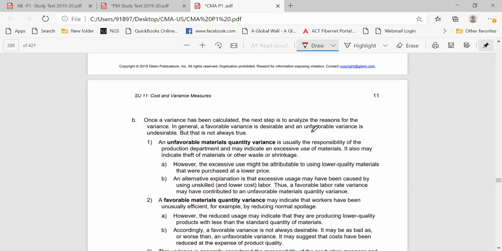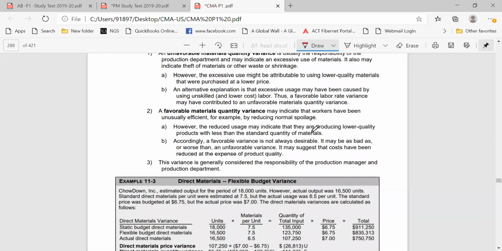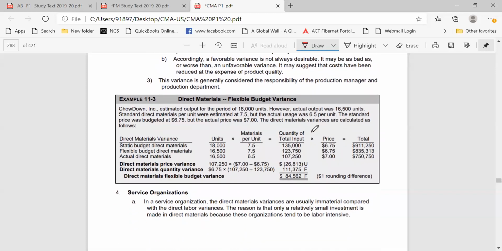Now here, an unfavorable materials quantity variance can come when the number of units used is more than what you had estimated, and it will be favorable when the number of units used is efficient or reduced. Then it would be a favorable materials quantity variance. It goes this way only: whether it is good for the organization or not. If it is good for the organization, it is favorable. If it is not good for the organization, it is unfavorable. All right. Now, the direct materials flexible budget variance, you can see here.